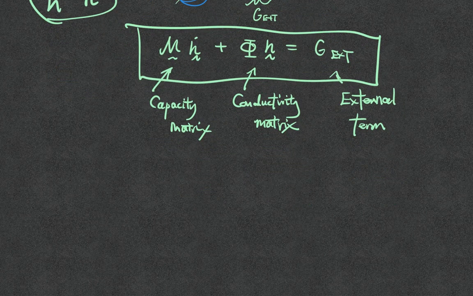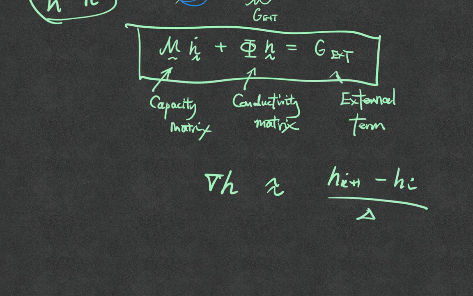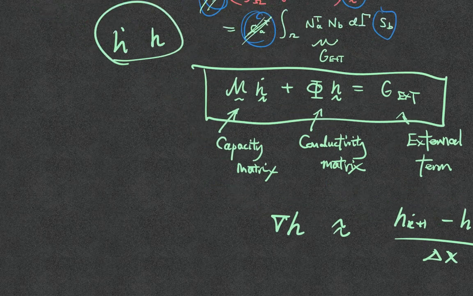So instead of saying that I calculate the gradient exactly in space, I approximate it as some function of h^(n+1) at i plus 1 minus h at i, divided by delta x, and so on. Okay, you understand what I mean? So they're very different in the sense that one approximates the operator, and the other one uses the weak statement.